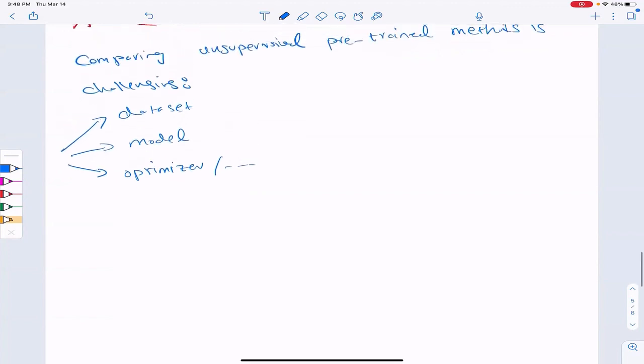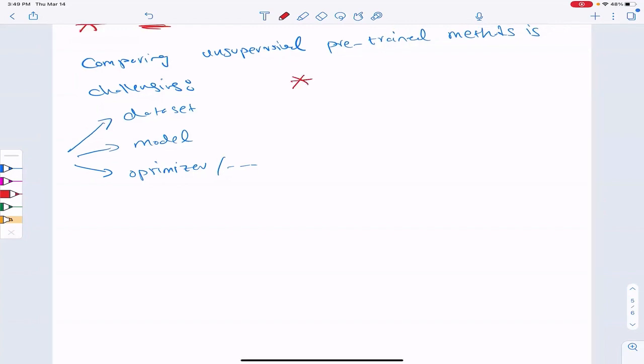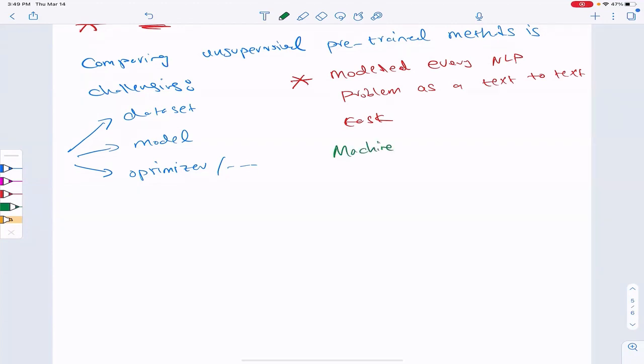All right, so in the T5 paper, they modeled every NLP problem as a text-to-text task. This is quite natural for some of the NLP problems, like machine translation. In machine translation, you in fact have a text-to-text task. You have an input text, you have an output text.